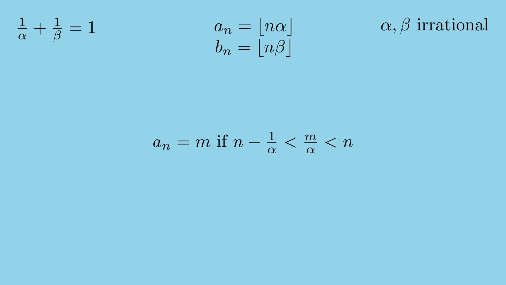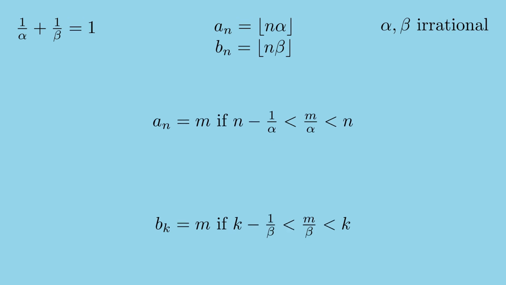So n would need to be the ceiling of m over alpha, but only if m over alpha is within 1 over alpha below an integer. And then what about beta? It's the same. But here's the key. m over alpha and m over beta add up to an integer, right? Since 1 over alpha plus 1 over beta equals 1, m over alpha plus m over beta equals m.